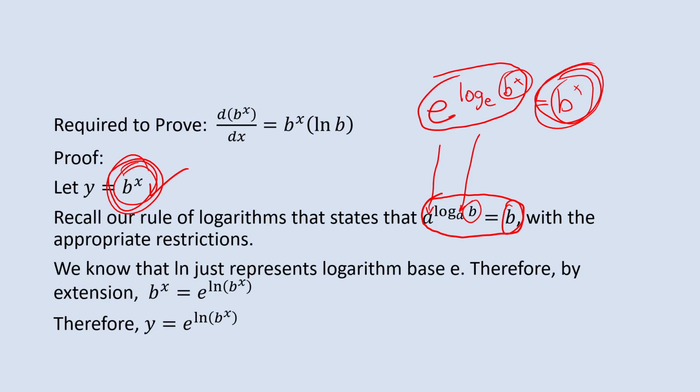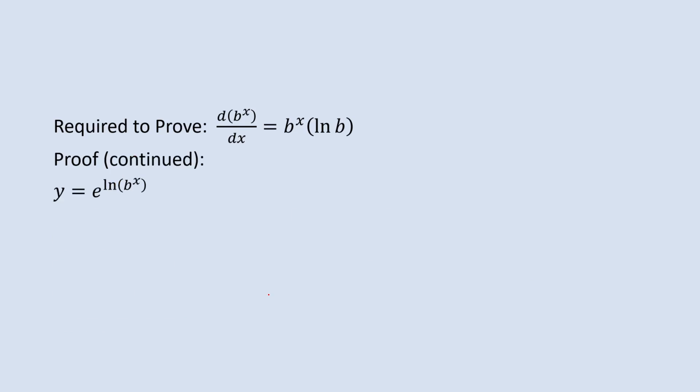But of course, the log base e of something is the ln of something. So we're really going to write it as e to the exponent ln of b to the x, and put that in place of b to the x. And so b to the x is e to the exponent ln of b to the x. So the function that we're going to determine the derivative of is e to the exponent ln of b to the x. So now let's do our work.